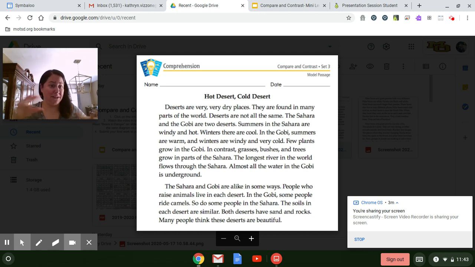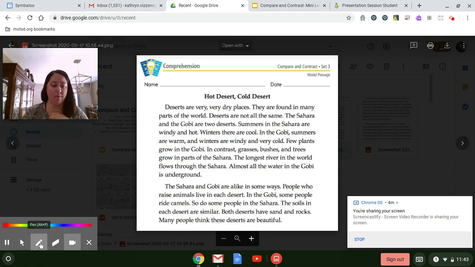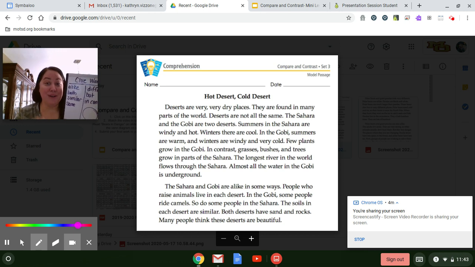When I think of a desert, I just think of hot sand everywhere and no water. But apparently, after reading this, that is not the case. So, what we're going to do is first, we are going to go through and circle our clue words. As I was reading, I definitely came across some of these clue words that we have in our chart. So I'm going to do my very best to hold my chart and go back in the text and look. Let's see.